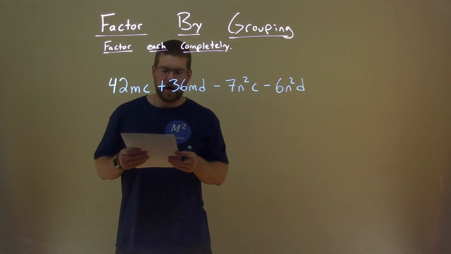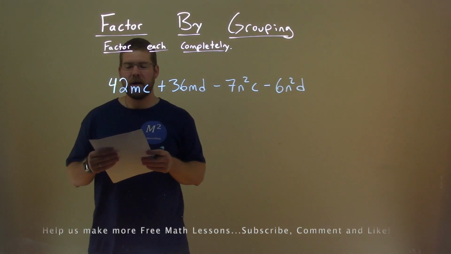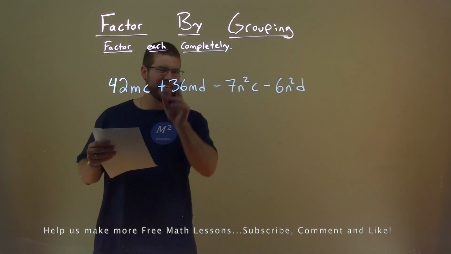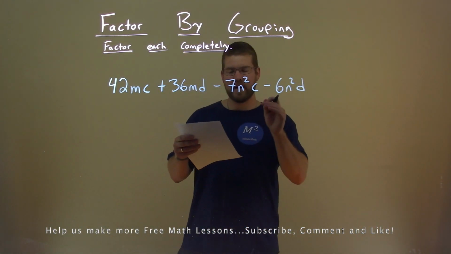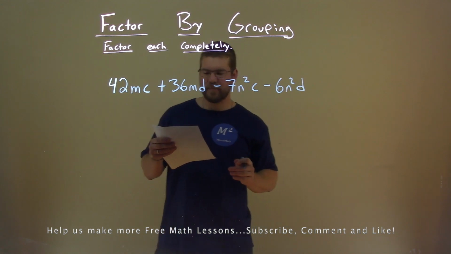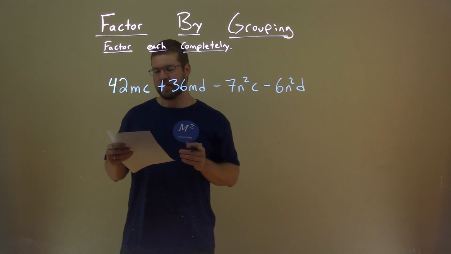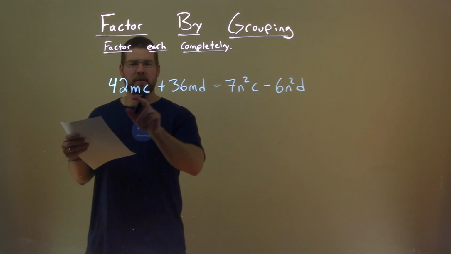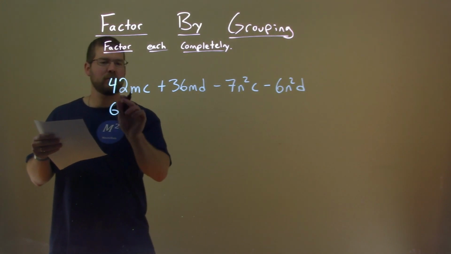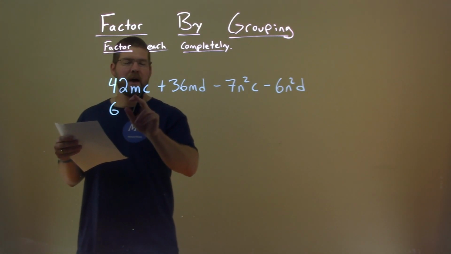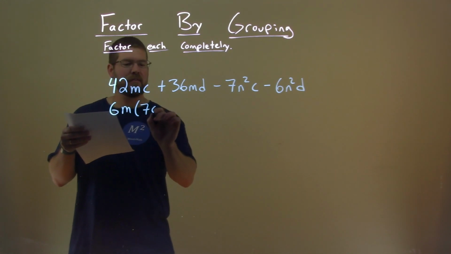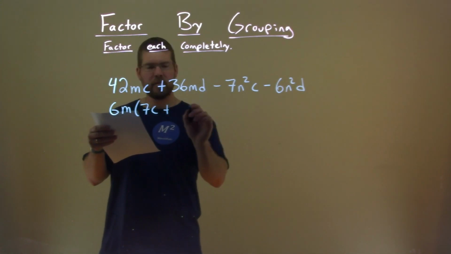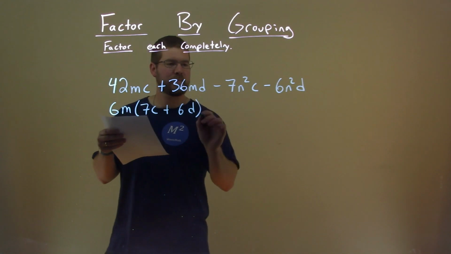We're given this problem right here. 42m squared c plus 36md minus 7n squared c minus 6n squared d. And we want to factor this completely. Well, the first two numbers right here, I can see that a 6 goes into 42 and 36, and an m can be taken out of both of them. We're left with then a 7c plus, right here, a 6d.